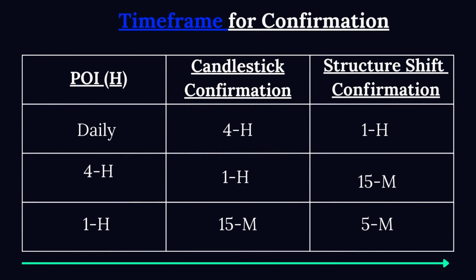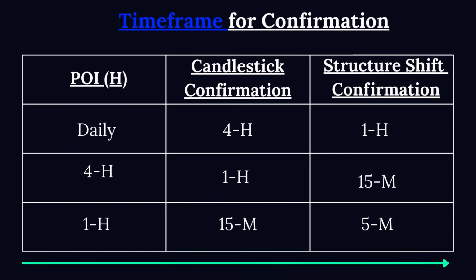When using candlestick confirmations like engulfing patterns or hammer rejections, we typically refine by dropping one step lower than the zone marked. For instance, if our POI is on the 4-hour, we may confirm on the 1-hour. But when relying on structural confirmations such as a break of structure or change of character, we refine even further, usually 2 steps down. Meaning that from a 4-hour POI, we might execute confirmation on the 15-minute to capture the internal shift before price moves away.